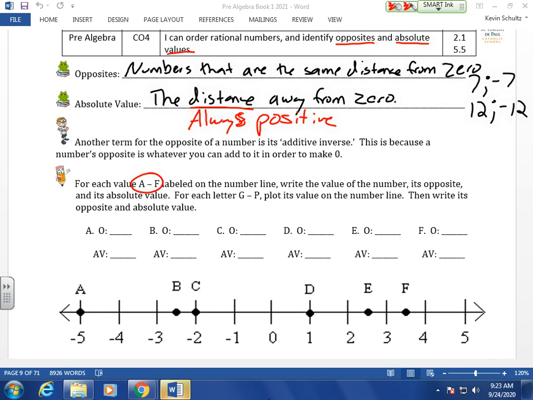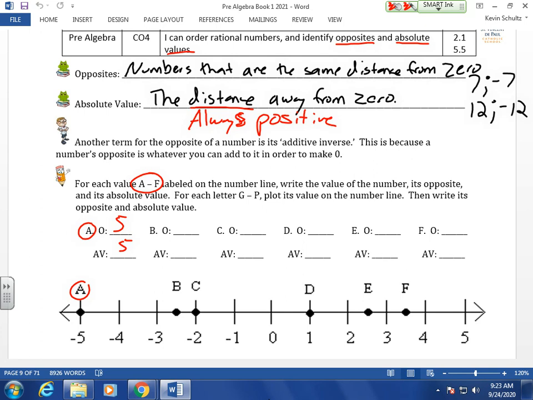So point A, okay, circle it in red. Point A is right here. It's labeled at negative 5. What's the opposite of negative 5? Or another way to say that is, what number is the same distance as negative 5 is from 0? Positive 5. Okay. What is the absolute value of negative 5? How far is negative 5 from 0? 5. So in this case, both the opposite and the absolute value of negative 5 is 5.